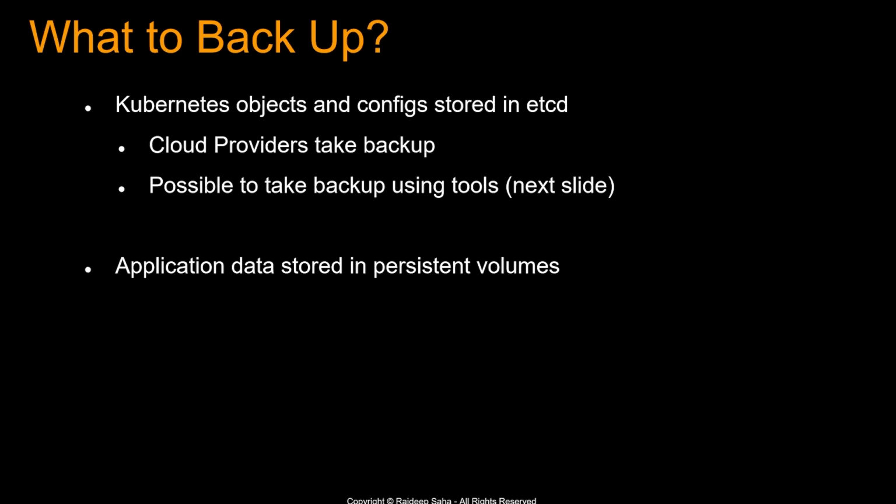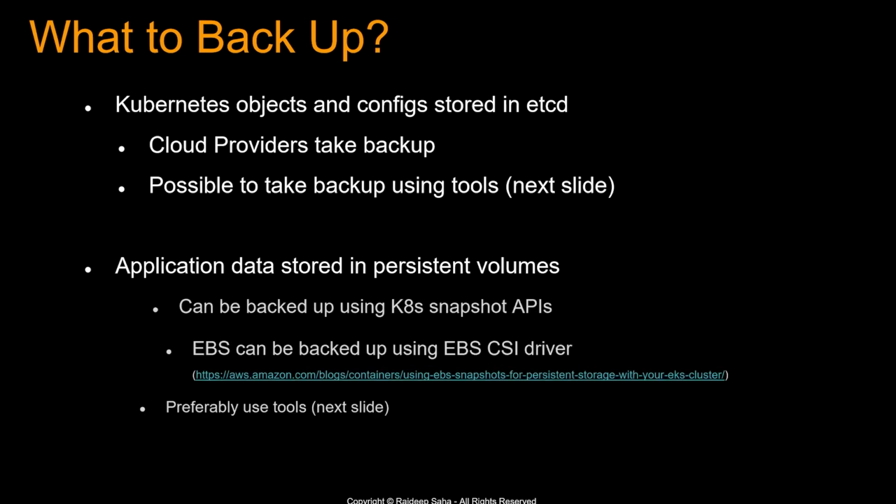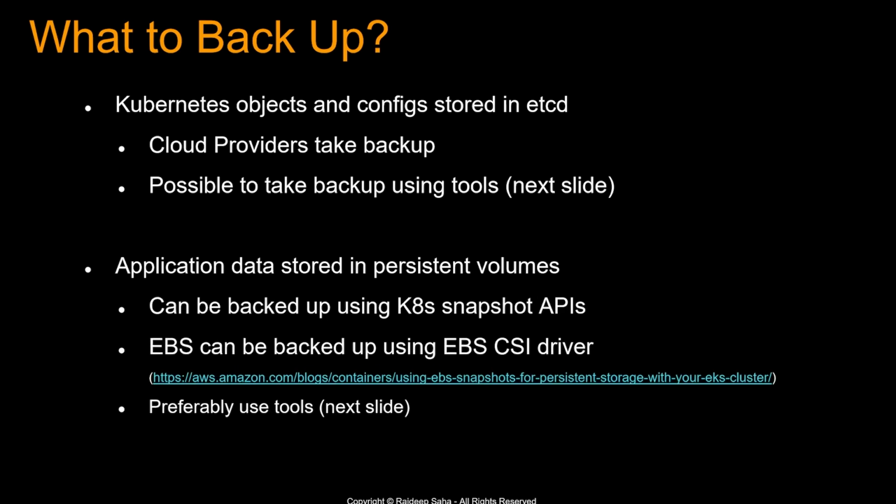For control plane, cloud providers take backup. It is possible to take backup using third-party tools, which we are going to go over in the next slide. For the application data stored in persistent volumes, it can be backed up using native Kubernetes snapshot API. So there is no one-click option. You have to schedule the snapshot APIs which you run and take the snapshot, save it in S3, and then you can restore it in case the cluster goes down.